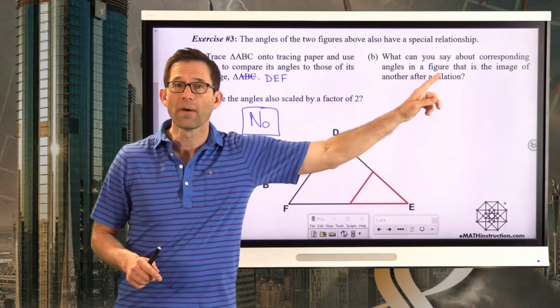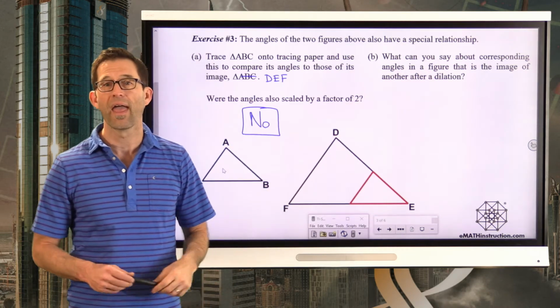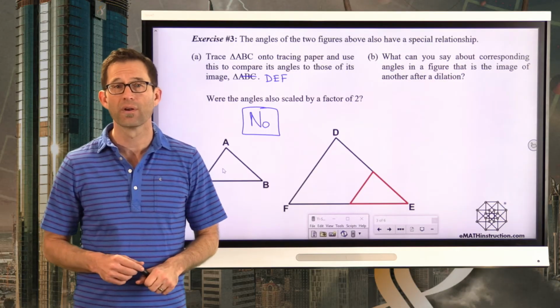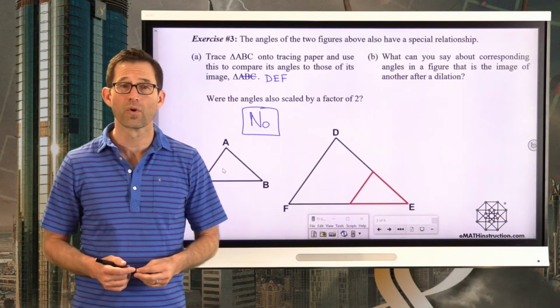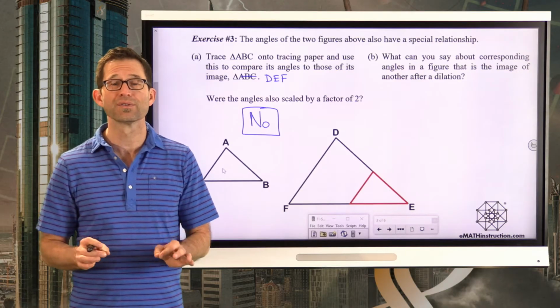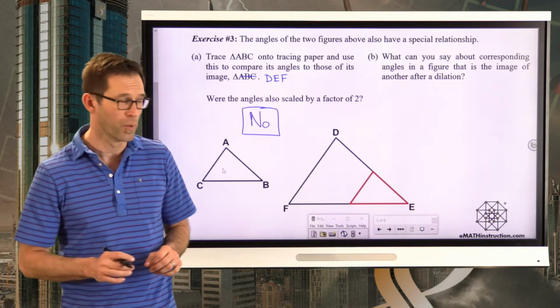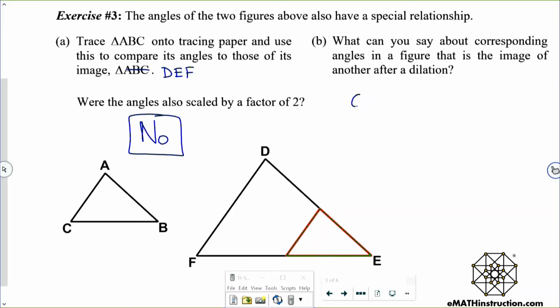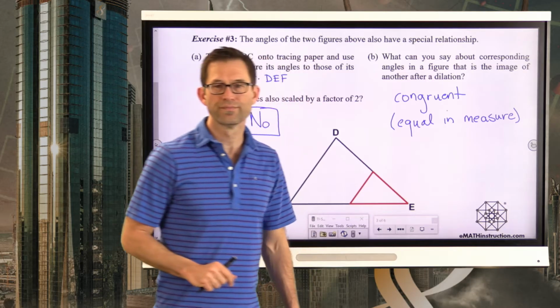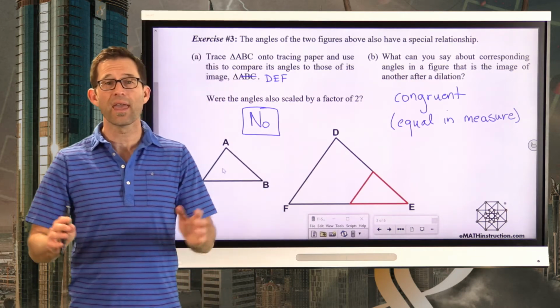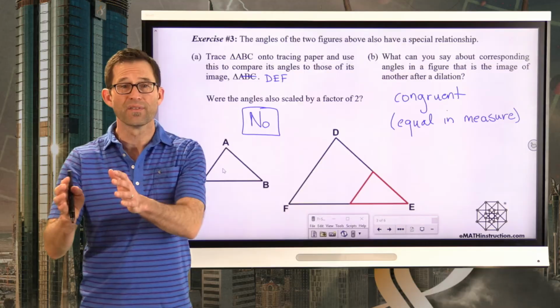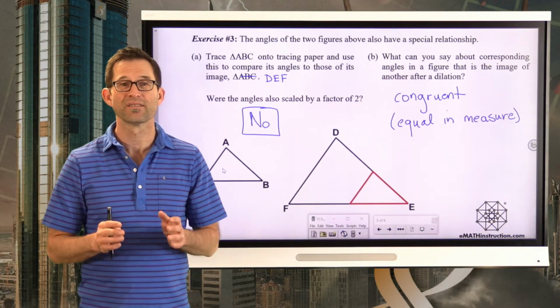So what can we say about the corresponding angles in a figure that is the image of another after a dilation? Well, we can say that they're congruent, right? The corresponding angles in two similar figures are congruent. Or you could also say that they're equal in measure. So the sides of similar triangles, or similar figures in general, get scaled by the same amount that the scaling factor is, but the angles stay the same.